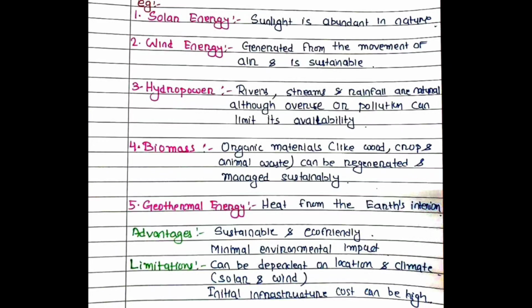Then the limitations. What are the limitations? It can be dependent on location and climate, because sunlight can be used in that place where it is available in a good amount, and wind energy can be used in that area in which movement of air is good. Hydropower cannot be obtained in that area where there is a scarcity of water. So it is dependent on location and climate.